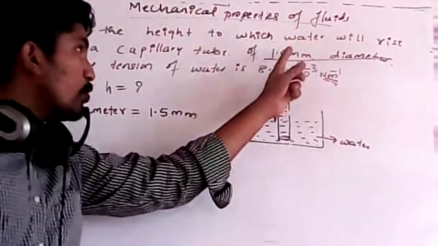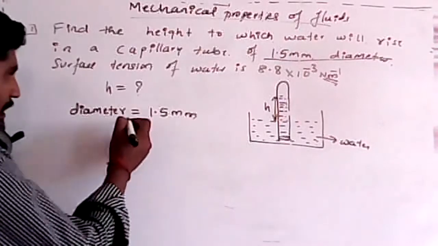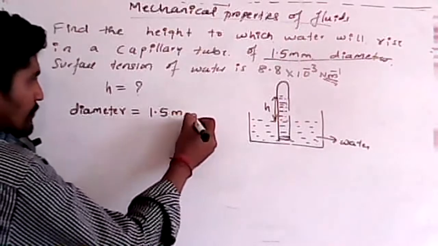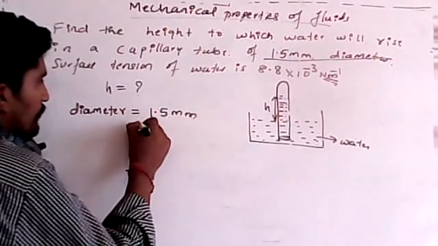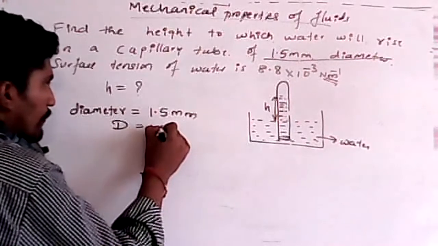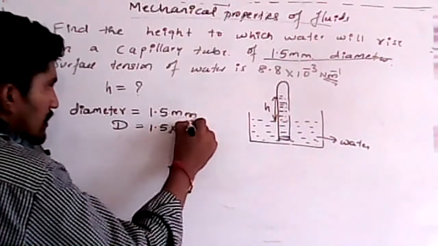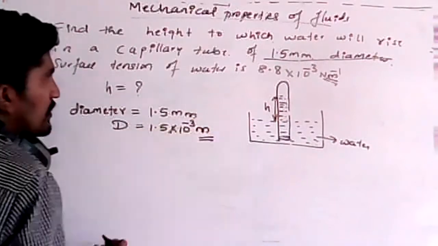So it is better to convert millimeter to meter. That's why the diameter is given here in terms of millimeter, and you have to convert it to meter. How? Diameter is d, that is 1.5 milli, which means 1.5 into 10 raised to minus 3 meter. Now it comes in terms of meter.